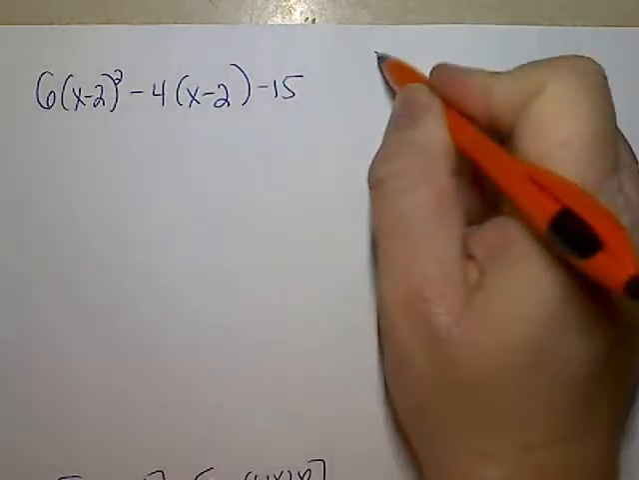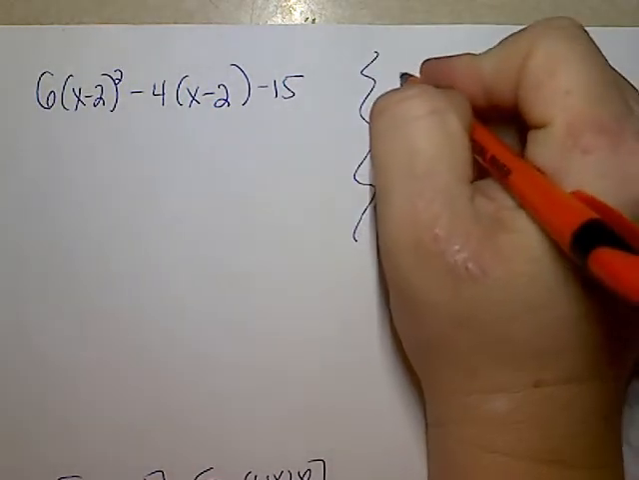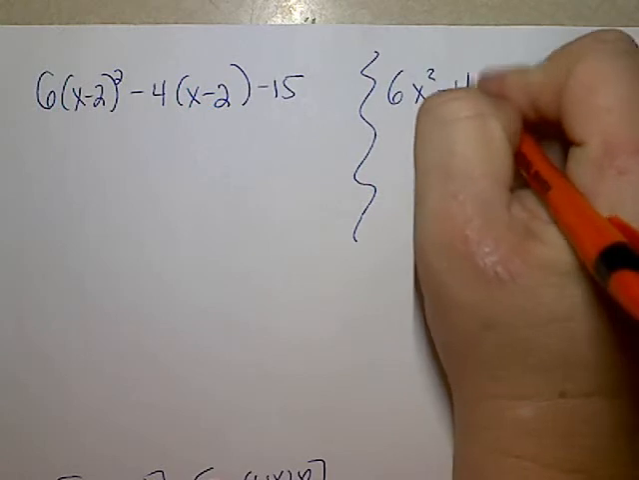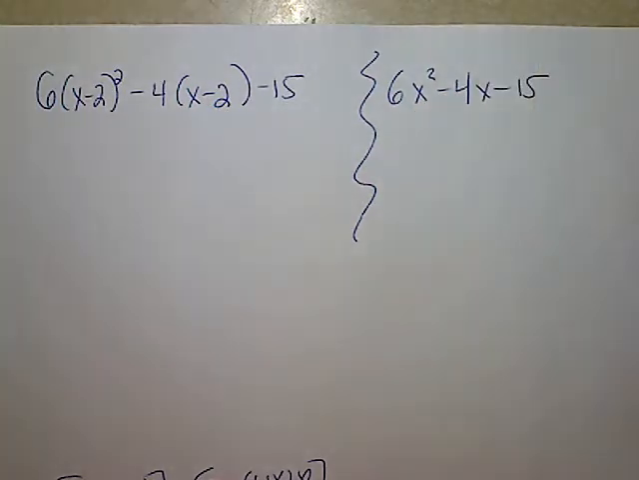So for those that are like, this is so confusing, remember, this is no different than 6x squared minus 4x minus 15. Really, there's not much difference. There's just that one piece where we're taking out the x minus 2 and replacing it with something else temporarily.